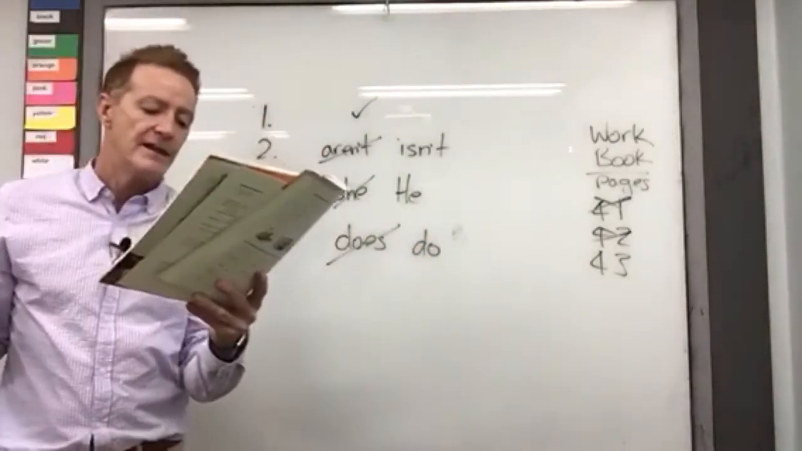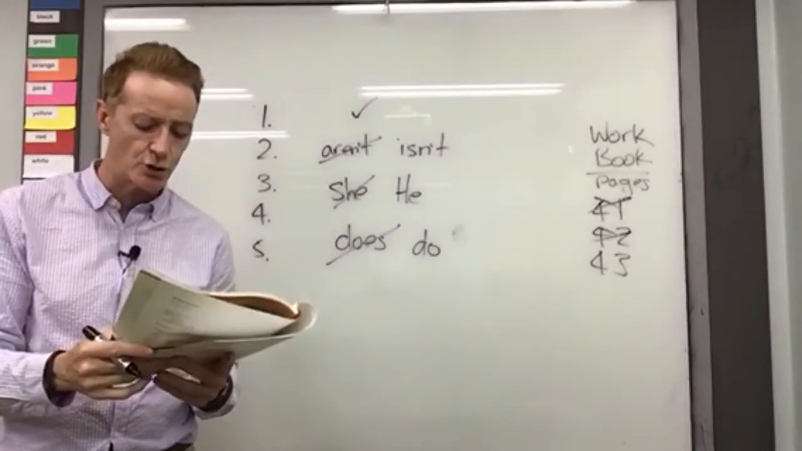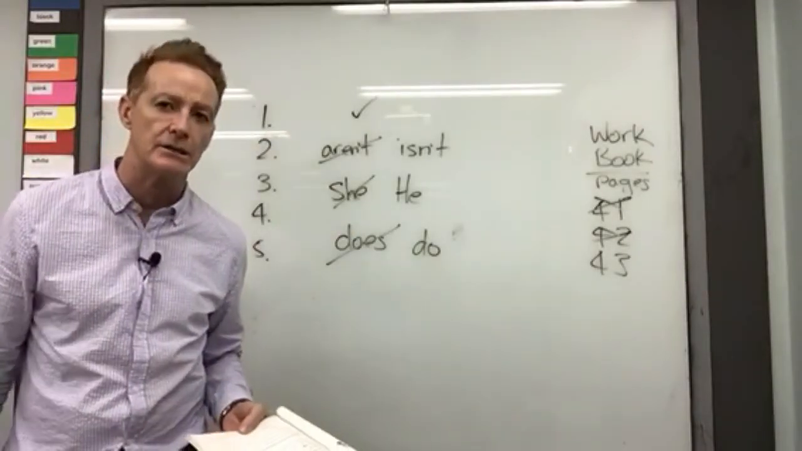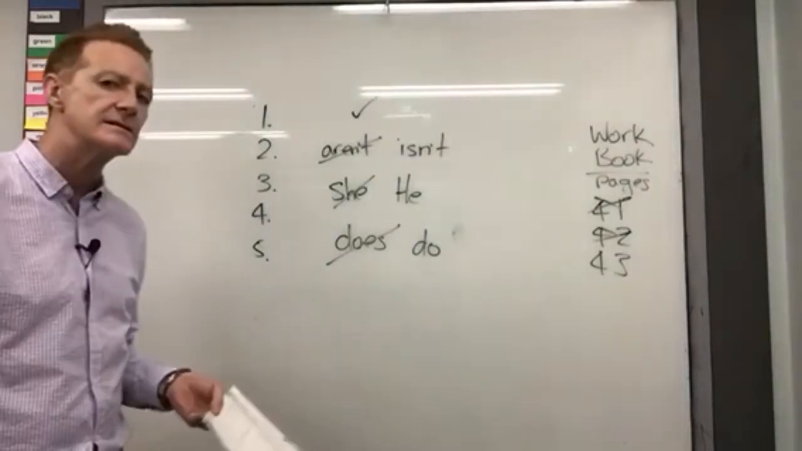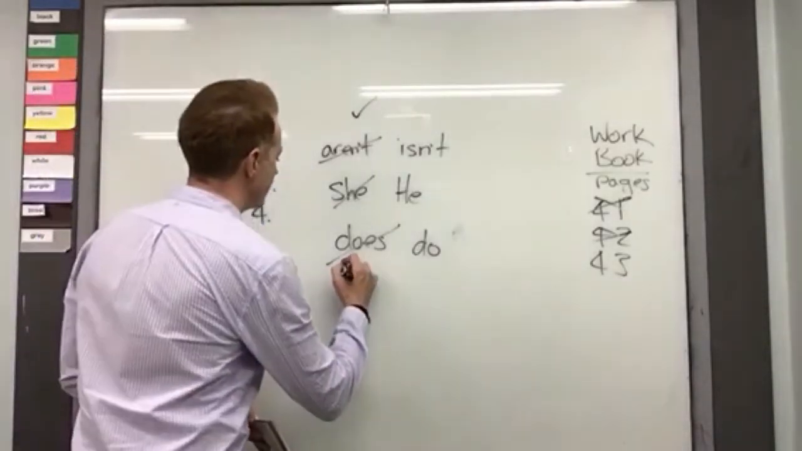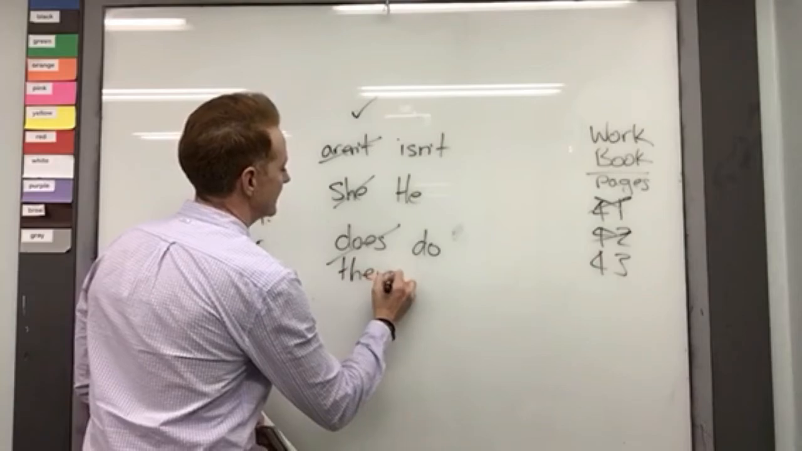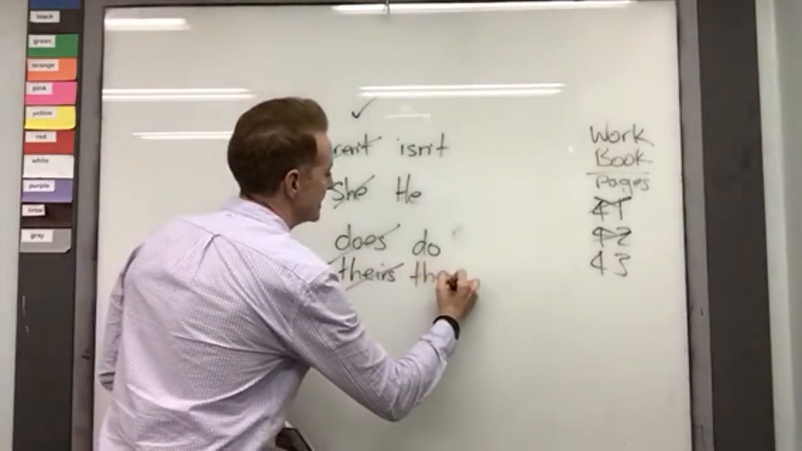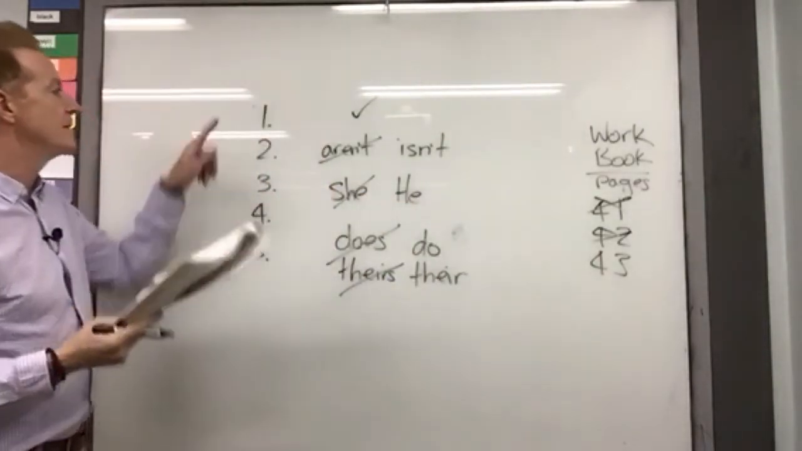And last one, number 5. There is a house near the school. It's theirs house? No, it's their house. So not S, no S. It's their house.